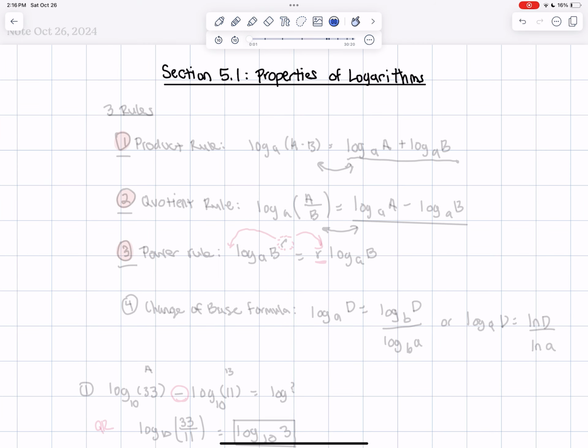Okay, so this is a video on section 5.1, the properties of logarithms. We're going to talk about the three main rules in this chapter and also the fourth one. So let's do the first three. So three rules, and these we use a lot going into the next section. So the first rule is the product rule.